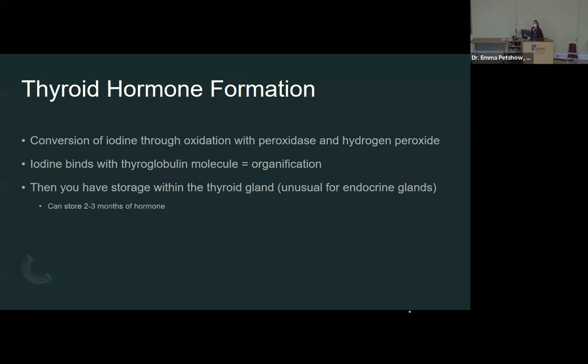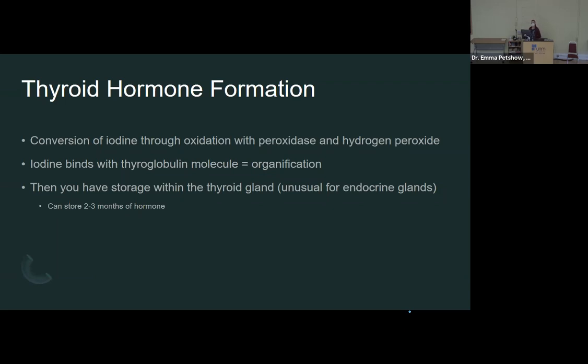Iodine is then, we take iodine and we have a conversion of iodine essentially through oxidation from iodide to iodine. We use peroxidase and hydrogen peroxide to do so. Iodine then binds with that thyroglobulin molecule. It's called organification. And then from there, you can have storage of that molecule within the thyroid gland, which is unusual for endocrine glands. So this endocrine gland, the thyroid, can actually store its thyroglobulin molecule. It doesn't just create things right when it has to use it. It does have some storage properties.